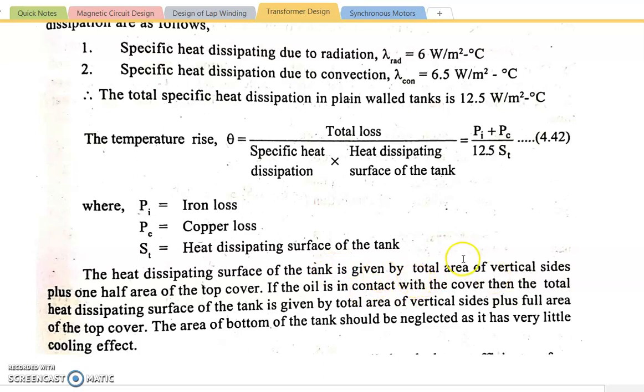If oil is not in contact with the top surface, half of the top surface will be considered. If oil is in contact with the top surface, the full top surface plus all the vertical sides will be considered for calculating the heat dissipation surface of the tank.